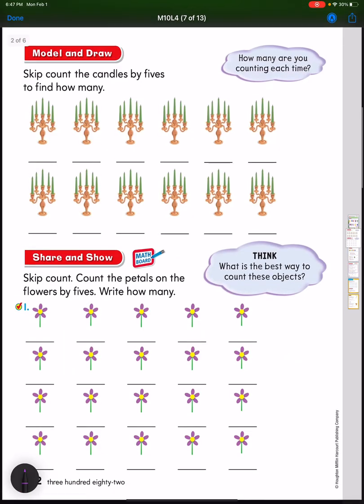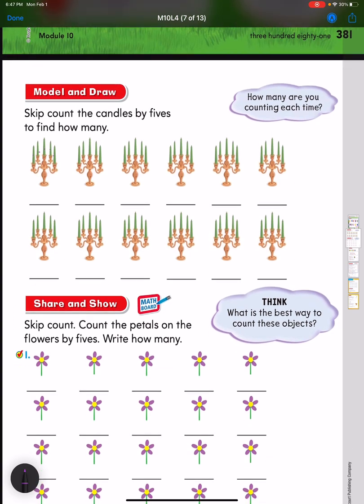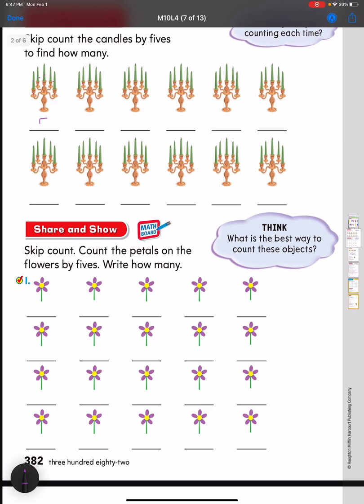Okay, so let's turn our page. Here's our page. And let's see what it tells us. It asks us to skip count the candles by fives to find how many. And our little air bubble thing says, how many are you counting each time? So how many candles are on each candlestick? 1, 2, 3, 4, 5. So my first set has 5. I'm going to start with 5 when I'm counting by fives.